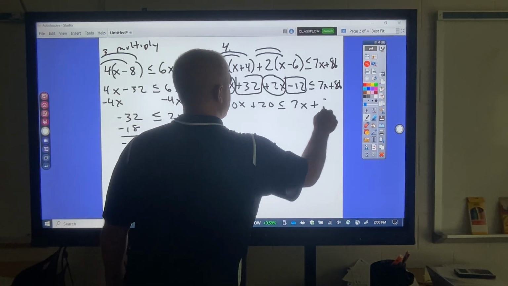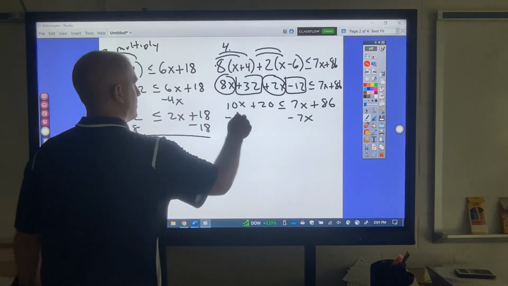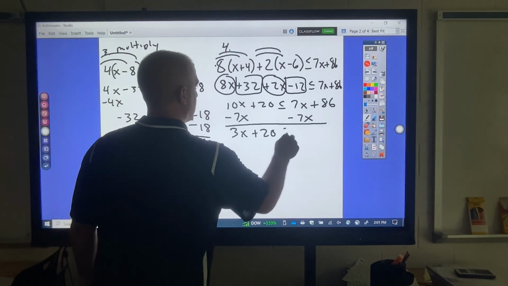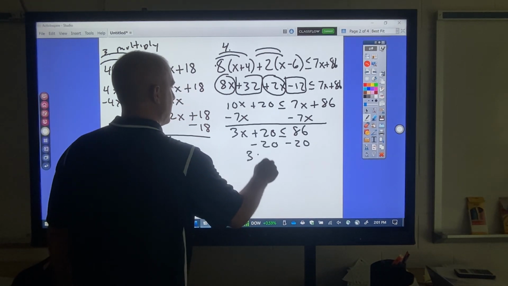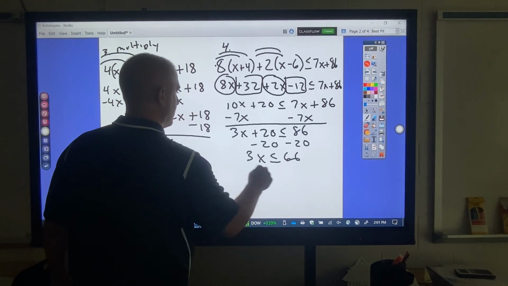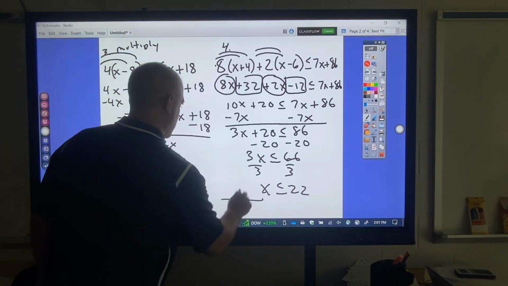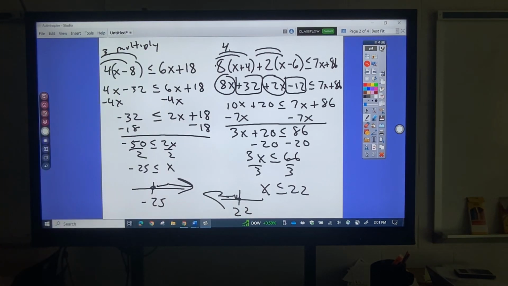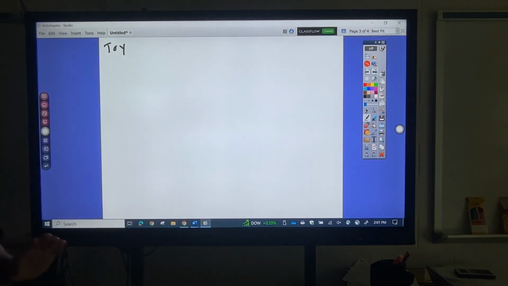Okay? And now I got variables on both sides. So I want to subtract 7x. That's 3x plus 20. Less than or equal to 86. Subtract 20. That's 3x less than or equal to 66. Divide by 3. X is less than or equal to 22. Closed circle. It's not eating the x. Shade left. Okay? All right, you should be able to try some of those now and go formative.